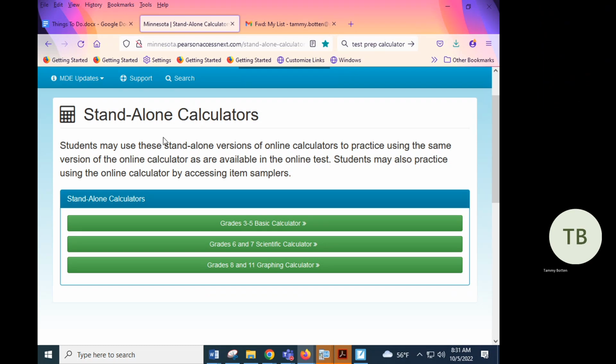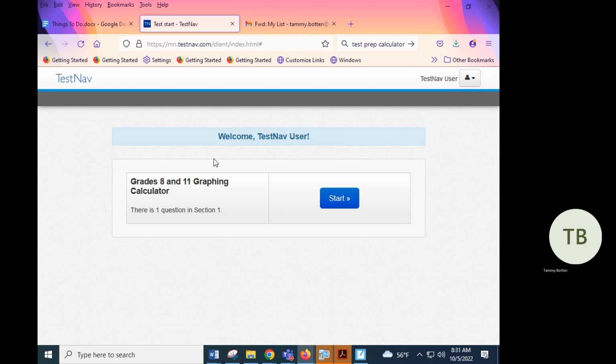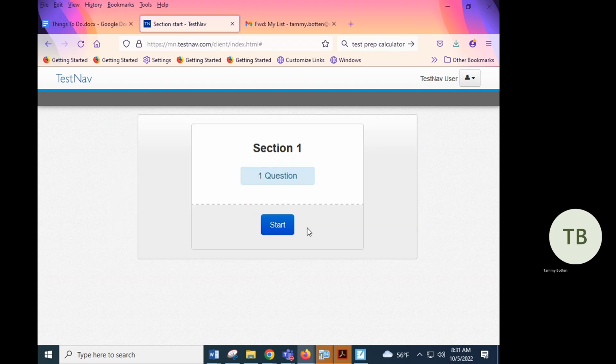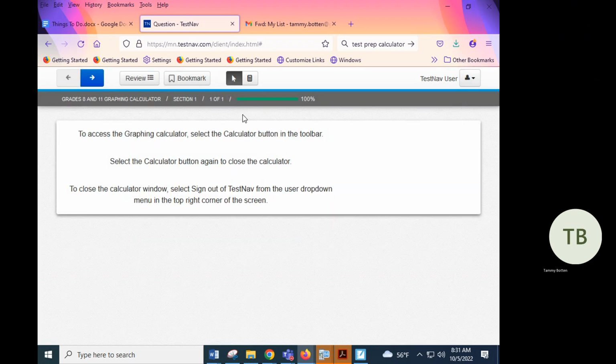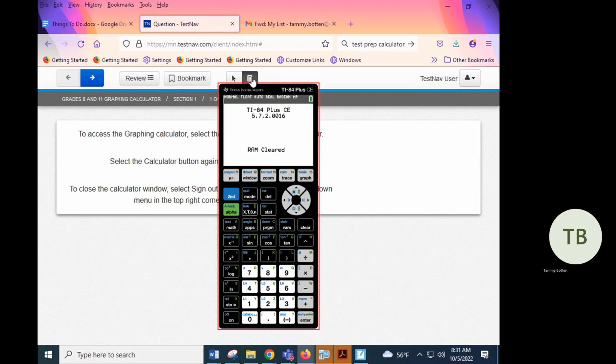Then we're going to go down. So this would be if you were taking your MCA test in 11th grade, this would be where you'd get your calculator from. So we're going to go down to this bottom one that says grades 8 and 11 graphing calculators and click on that. And then you have to hit start twice. So you're going to go start, start. And then up on this bottom toolbar here, there's a calculator and you're going to click on that.